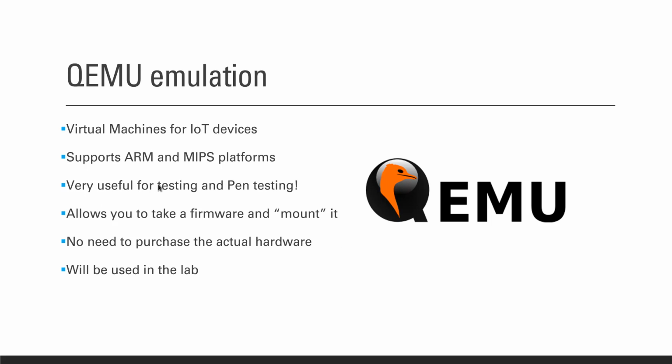So QEMU is very useful for testing and pen testing. You can see now that you don't have to have the physical device. You can virtualize it. You can use your pen testing tools against it once it's virtualized. So it allows you to take that firmware and really mount it and to get it active for some dynamic analysis. You don't need to purchase the hardware anymore. It really lowers the cost of entry into doing some IoT analysis. It's pretty sophisticated with how it works. I would suggest if you're just getting into it, use some of those pre-built scripts and tools that will automate a lot of this for you.